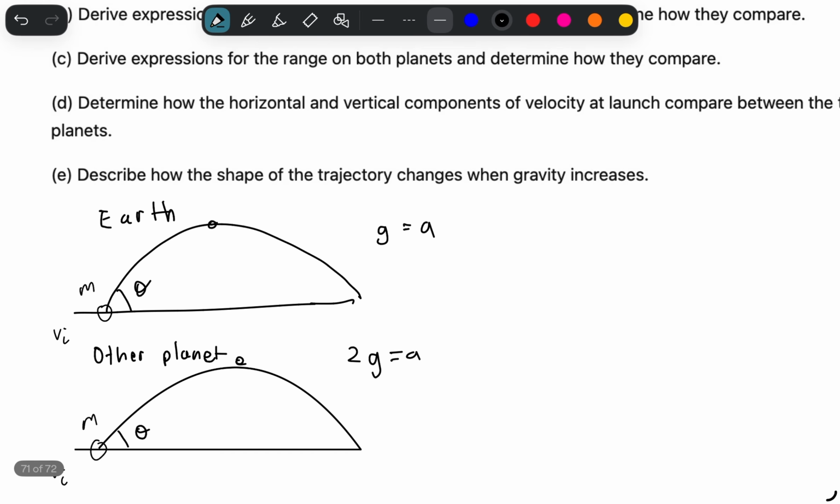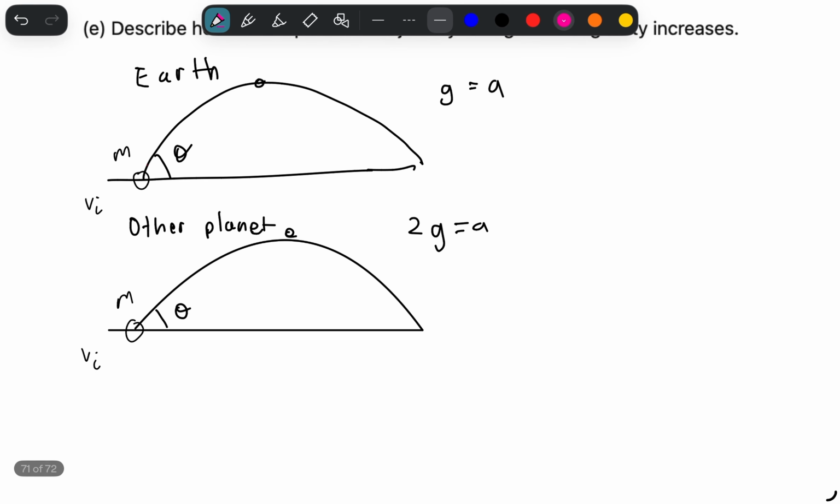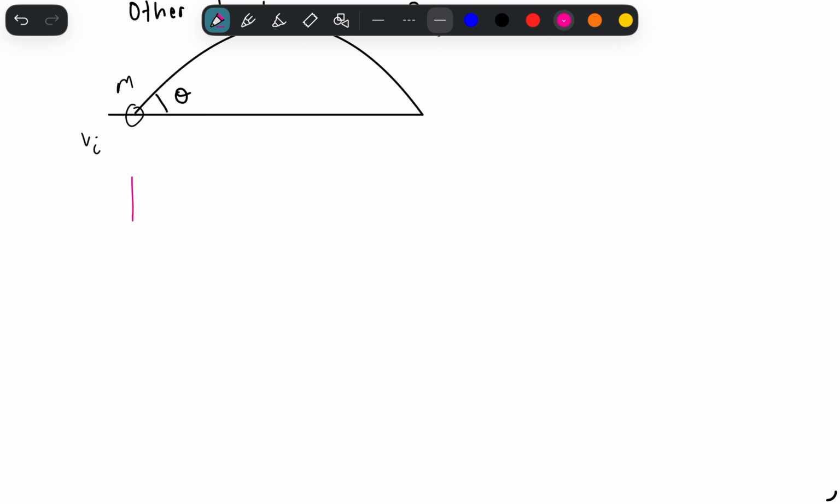So first we're asked to derive the expressions for time of flight on both planets and determine how they compare. Well, the first thing we can do before we do that is, because we have velocity, we have to break this up into components. When you have your velocity vector, pointing diagonally, it is going to have a vx, which is your horizontal component of velocity, which is equal to the velocity times cosine of the angle. And your vertical component is going to be equal to v sine of the angle.